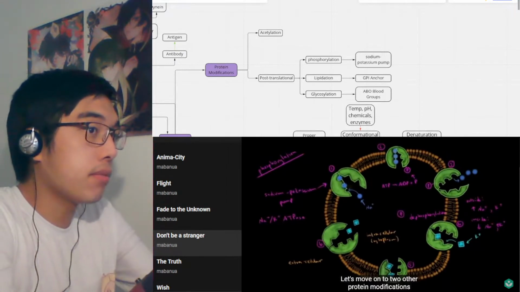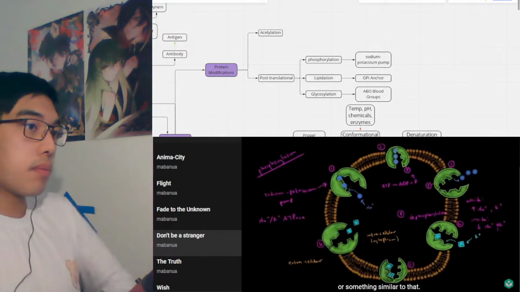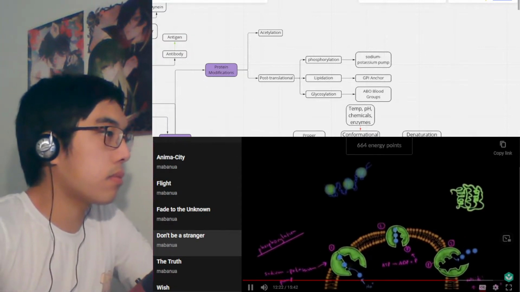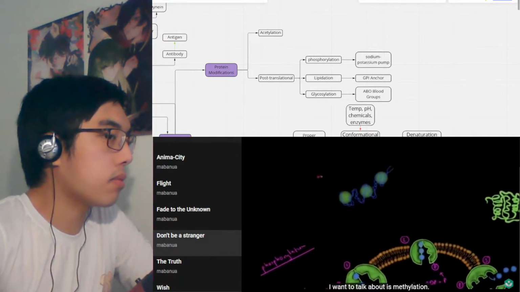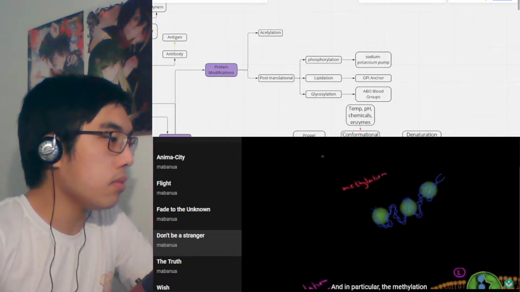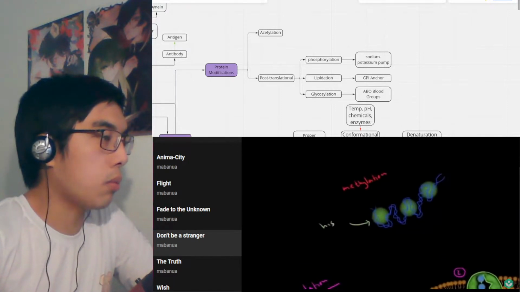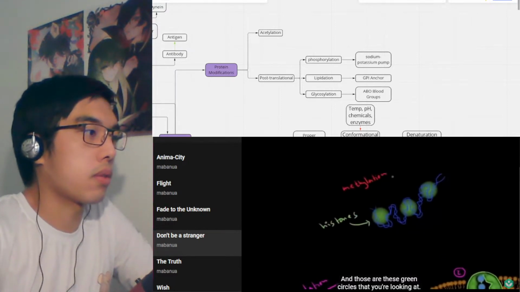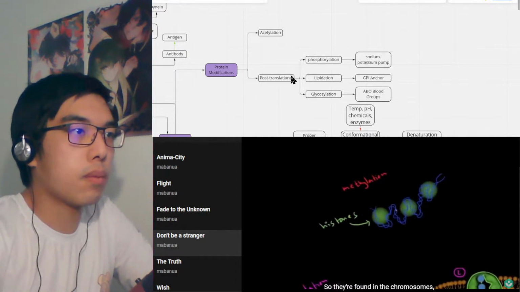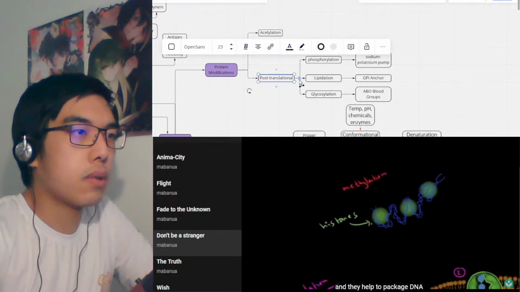Let's move on to 2 other protein modifications that also have to do with regulating an enzyme or something similar to that. So the next protein modification I want to talk about is methylation. And in particular, the methylation of certain proteins called histones. Those are these green circles that you're looking at. And histones are these proteins around which DNA wraps itself. So they're found in the chromosomes, and they help to package DNA in a very tight and organized manner.